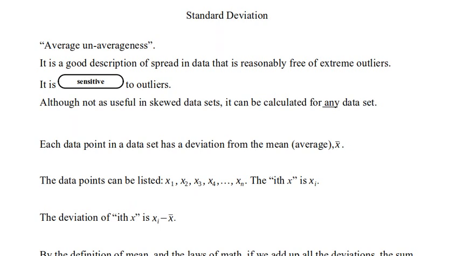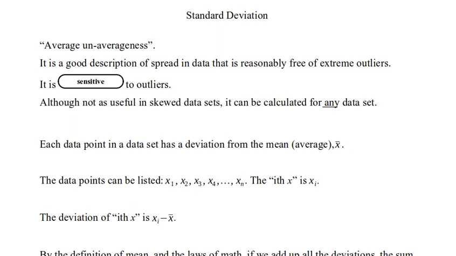So what we do is we take each data point in the set and we figure out its deviation from the mean, that is the arithmetic mean or the average, x bar. We need to be a little bit more careful about our notation here because our data points are x's, and of course our mean is x bar. So we want to put a little bit more distance between those two symbols.